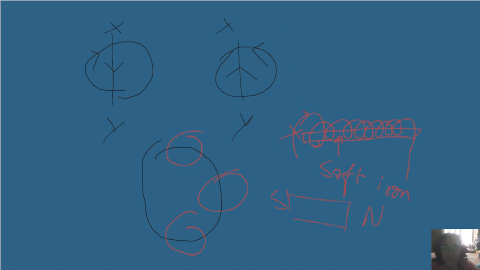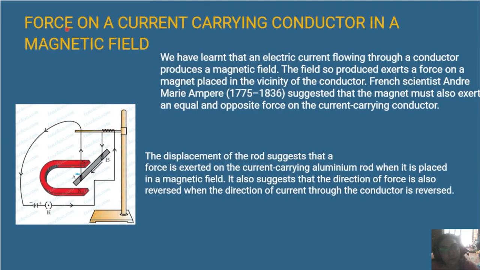So this was our discussion. Today we are going to be talking about the force on a current carrying conductor in a magnetic field. So we have learned that electric current flowing through a conductor produces a magnetic field, just what I discussed. Now, the field so produced exerts a force on a magnet placed in the vicinity of the conductor. So basically what they are saying is that there's now a force also that acts in the magnetic field, which is produced due to the current and the magnetic field both. We'll see how it depends on both.